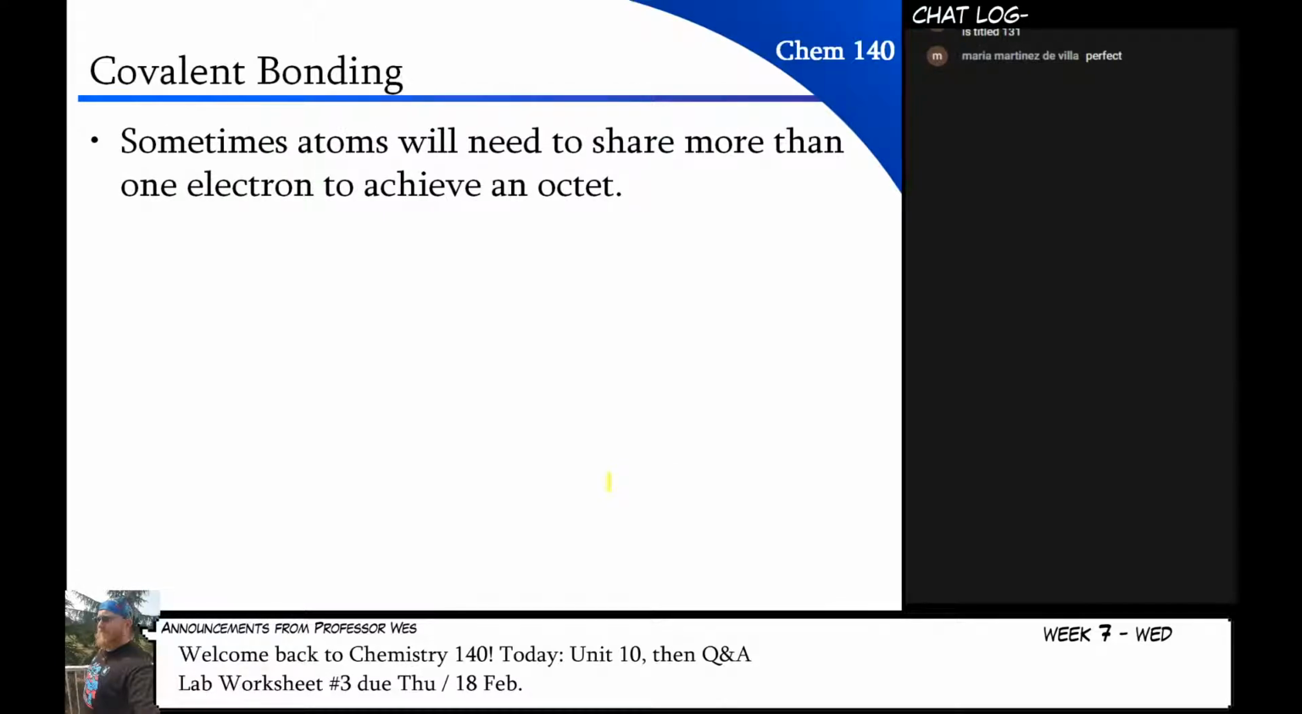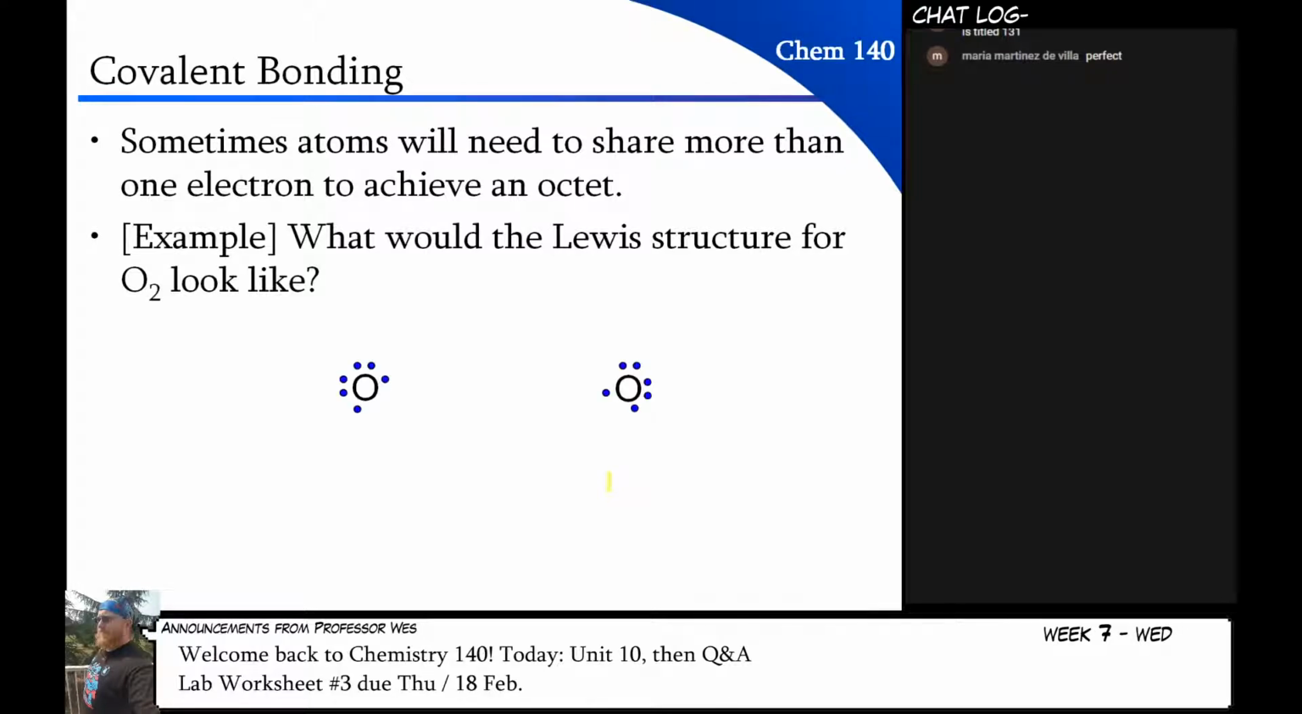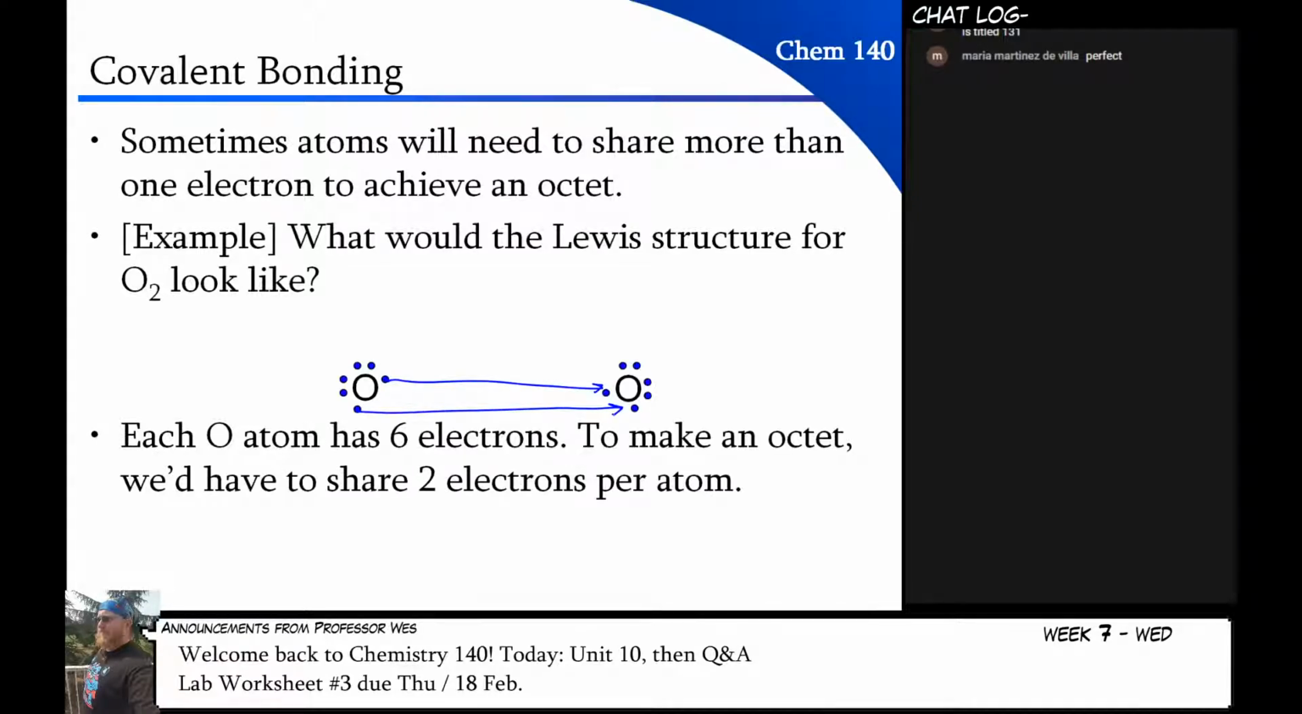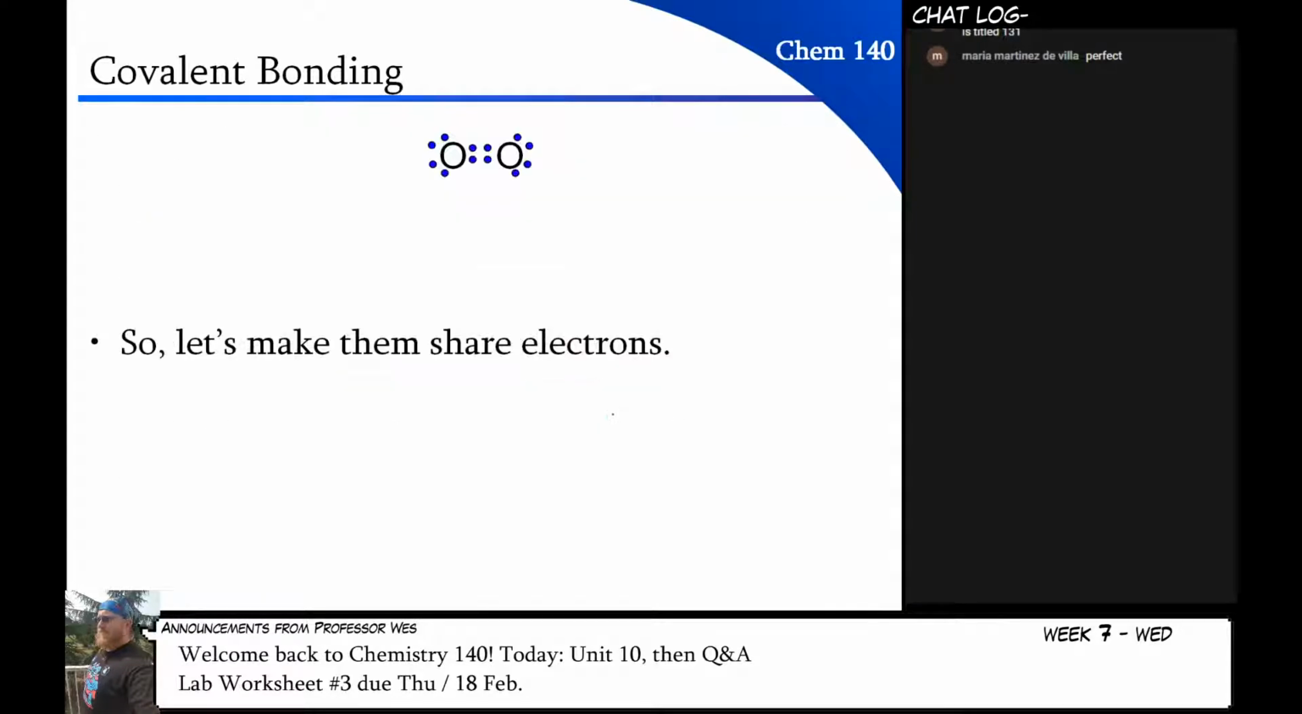Now, in some cases, you need to share more than 1 electron. Let's look at oxygen real quick and see how that would work. In this case right here, I have 2 unpaired electrons on each atom. Now, if I could pair them like, oops, that's not the right pen, sorry. If I could pair them like, say, this, so pair this guy over here, and then pair this one over here, I could make 2 pairs of 2. So if I do that, this is what I would get.